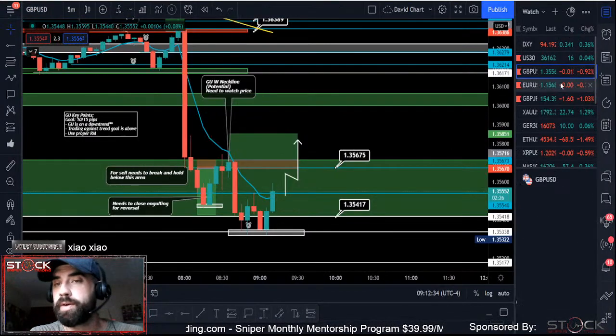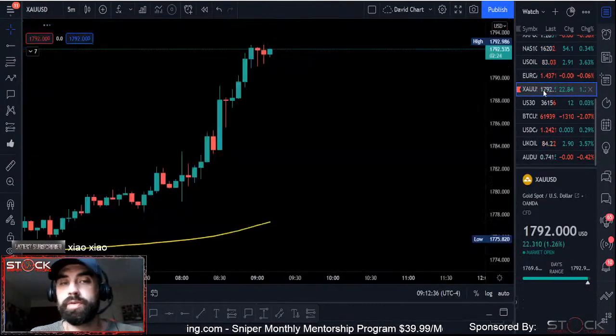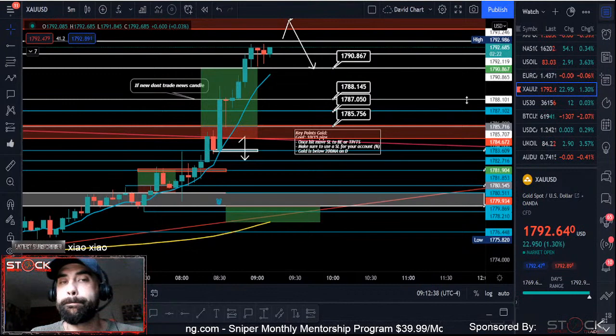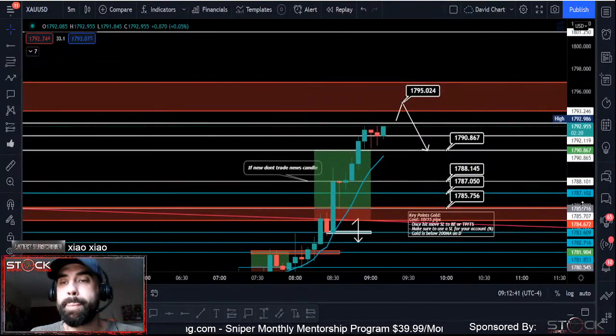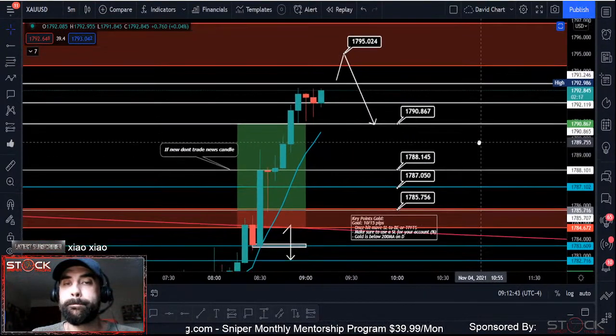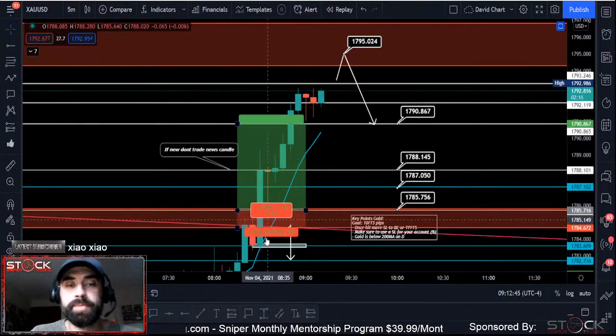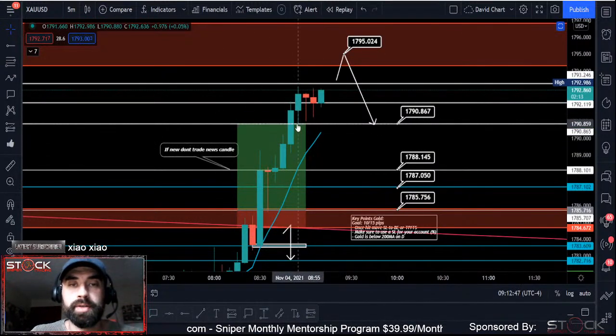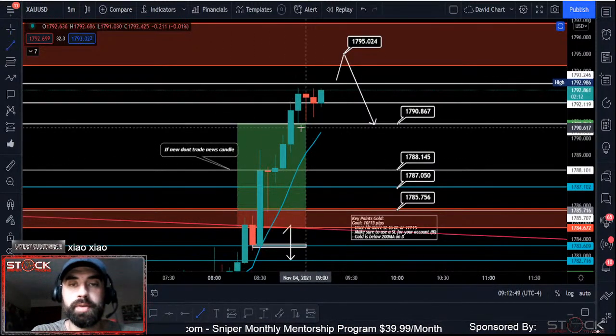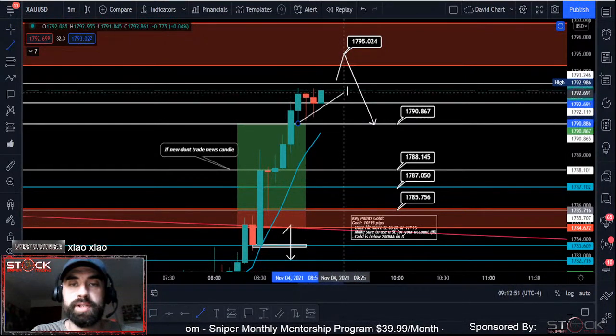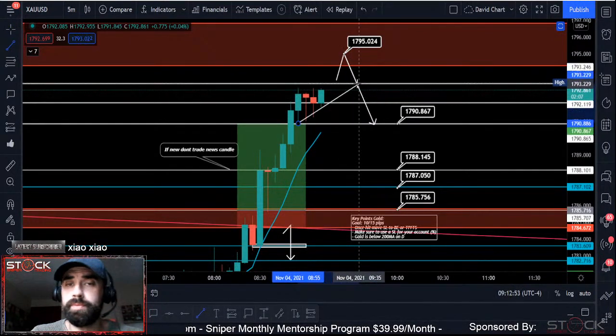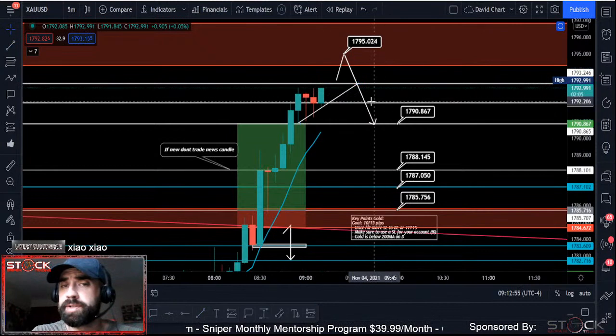Okay, we'll flip over now. Check out gold. Look at the uptrend on gold, guys. Still, you can see clear as day. It's still forming up. Sorry, guys. It's still forming an uptrend.